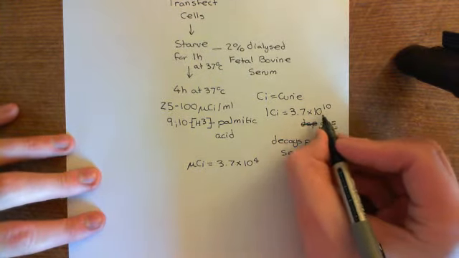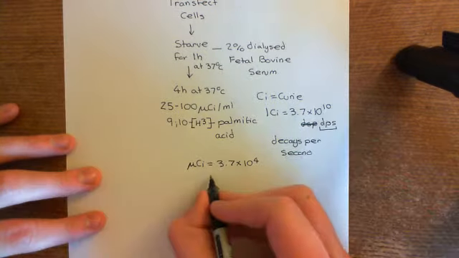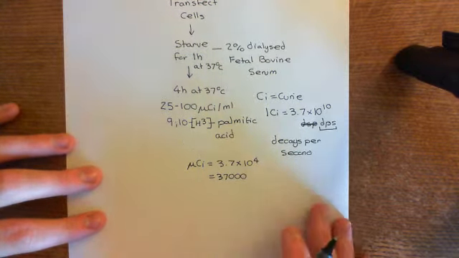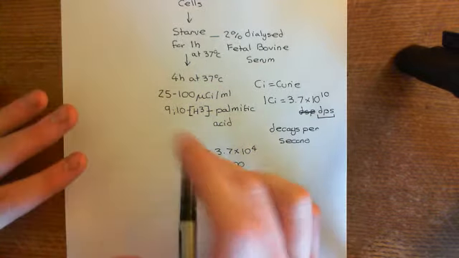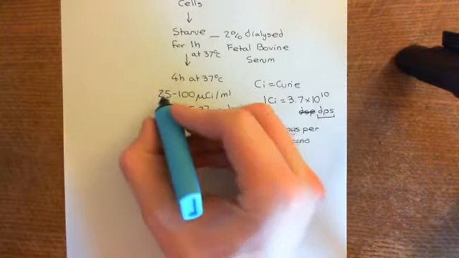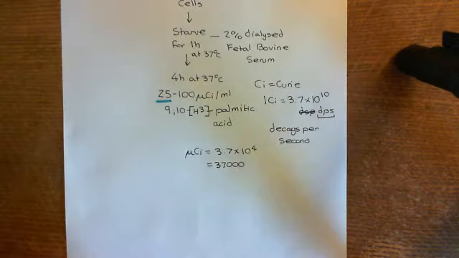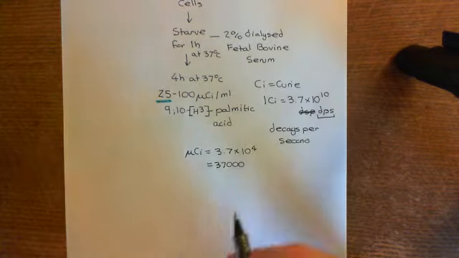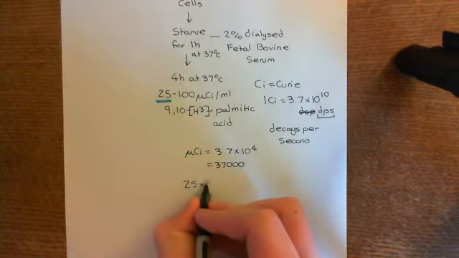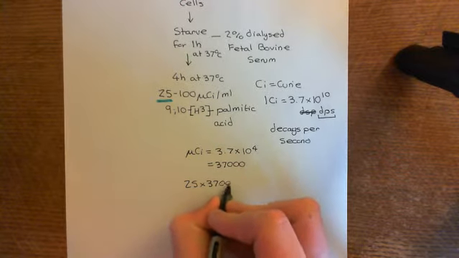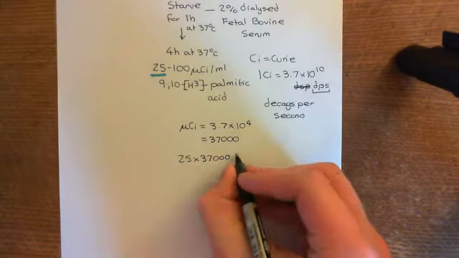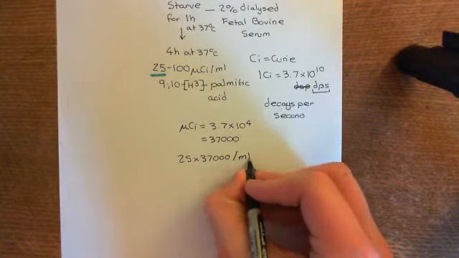So all I've done is divided by 10 to the power of 6 there. So this is going to be 37,000 decays per second, basically. So let's fix one of those numbers. Let's, for instance, just say that we want 25 microcuries per milliliter. And what that will mean is that we want 25 times this. So we'll take 25 times 37,000. And that will give us the number of decays per second. And you will want that number of decays within a milliliter.